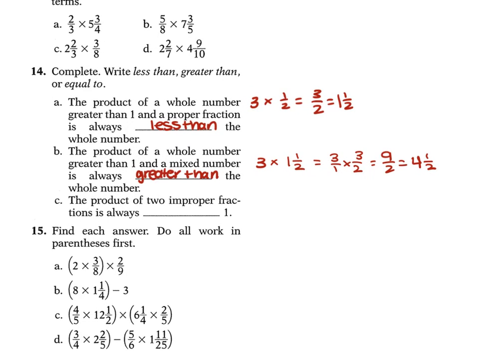For C, we have the product of two improper fractions is always what? 1. So two improper fractions, let's say 3 over 2 and 5 over 3. So this is going to turn into 1s, this 5 over 2, so that is 2 and 1 half. So that's always greater than 1.